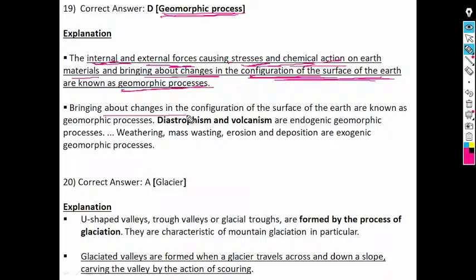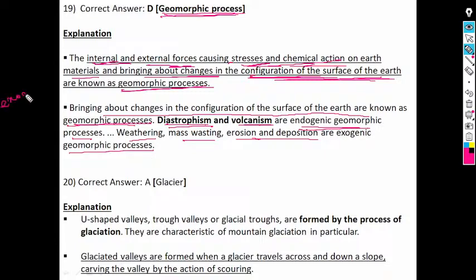Bringing about changes in the configuration of the surface of the earth are known as geomorphic processes. Diastrophism and volcanism are endogenetic geomorphic processes. Weathering, mass wasting, erosion and deposition are exogenetic geomorphic processes.